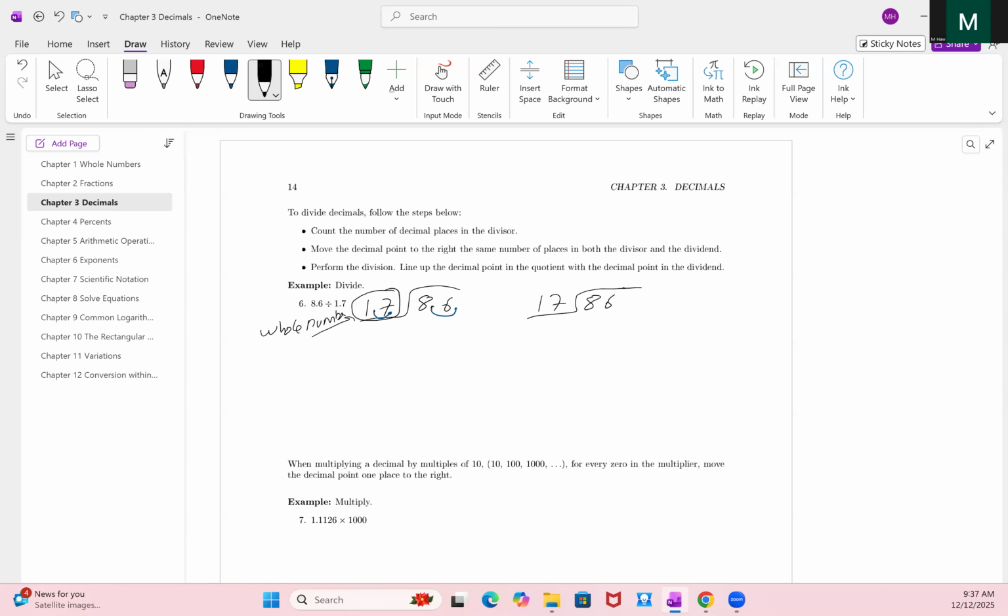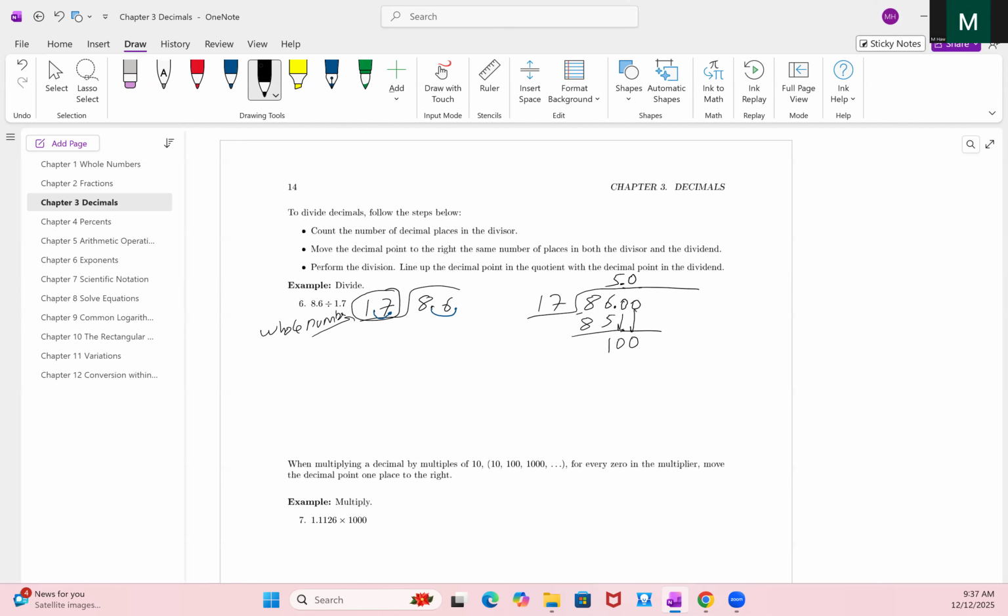So 17 doesn't go into 8, it goes into 86. How many times? Let's say 5 times. 5 times 7 is 35, carry over 3. 5 times 1 is 5, 5 plus 3 is 8. Subtract. Remainder is 1. Now we have a decimal point here. We put that decimal here, and we add a terminal 0, and we bring it down: 10. 17 doesn't go into 10, so we put a 0 here. And then we put another terminal 0 and bring it down.